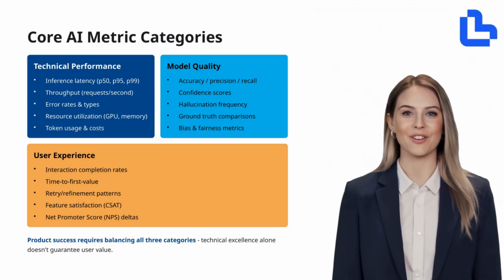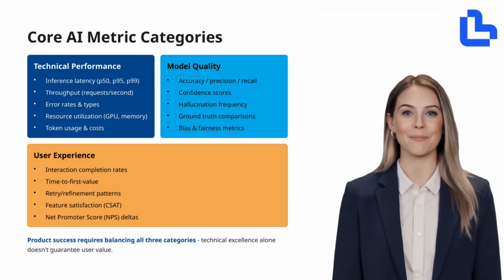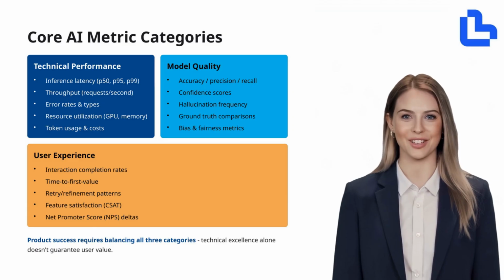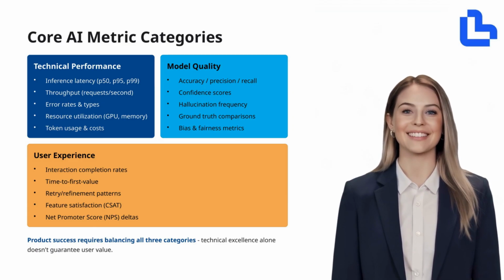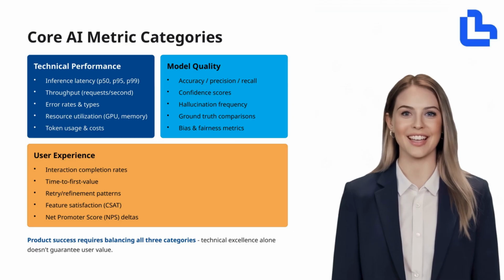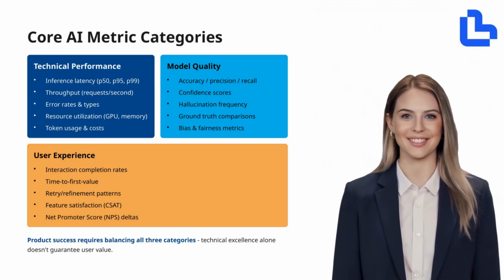To build a successful AI product, you need to measure performance across 3 critical dimensions: technical performance, model quality, and user experience. Each category offers unique insights, and together they provide a holistic view of how your AI features are functioning in the real world. Let's start with technical performance.